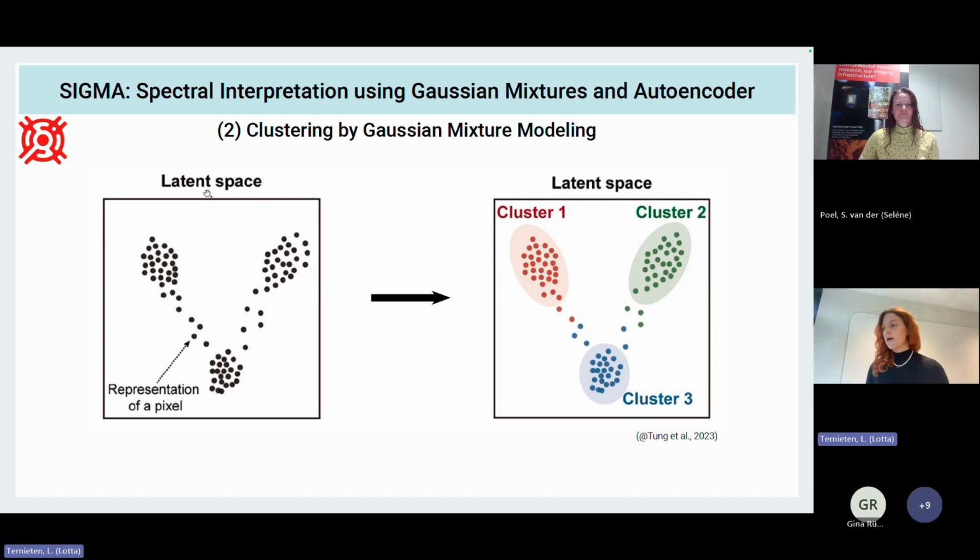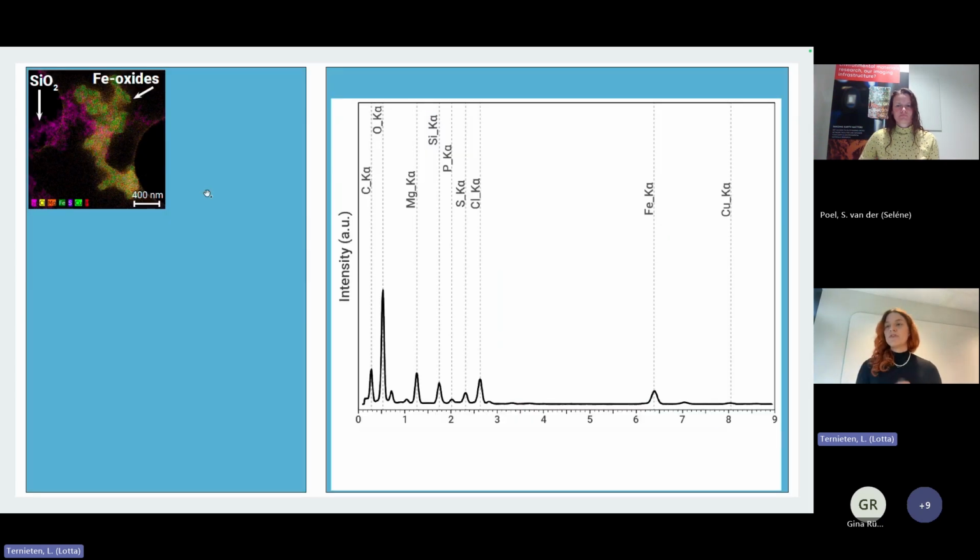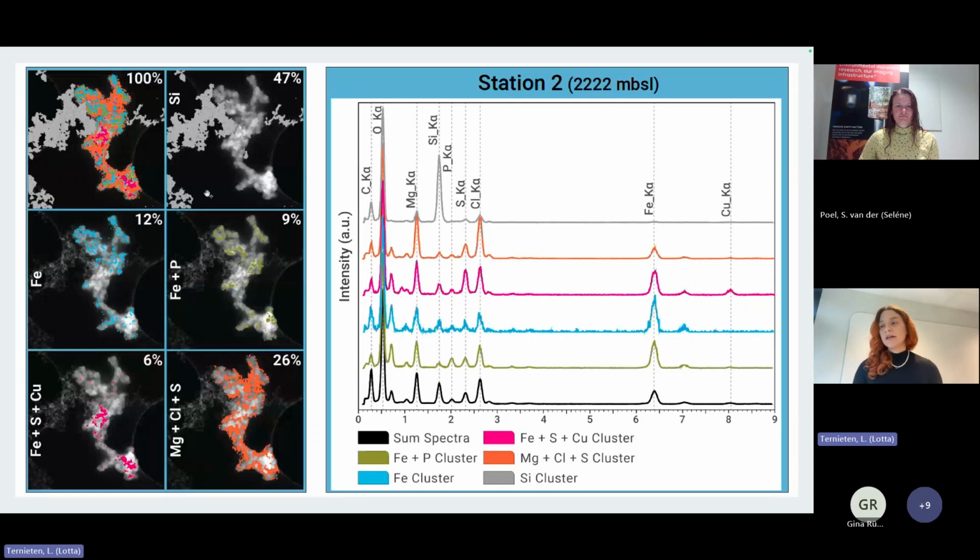So how does it look with the particles? We're starting with this. So we have all this elemental information from our particle as well as the overall spectra. And then we let the software run with this data set, and you get something like this. So on the left side, you can now see the locations of the different clusters or phases.